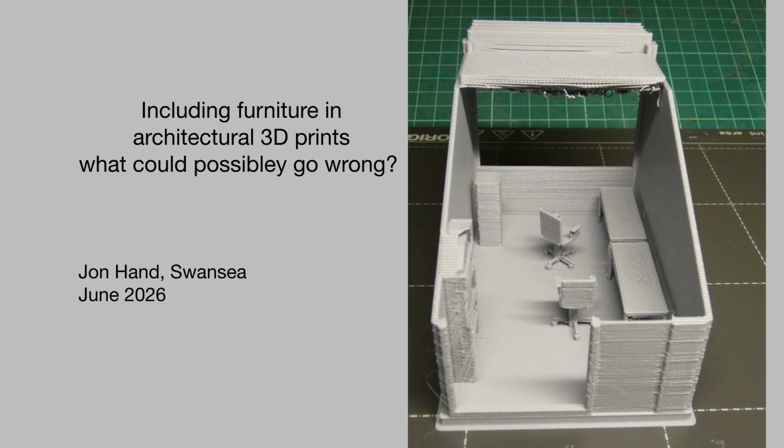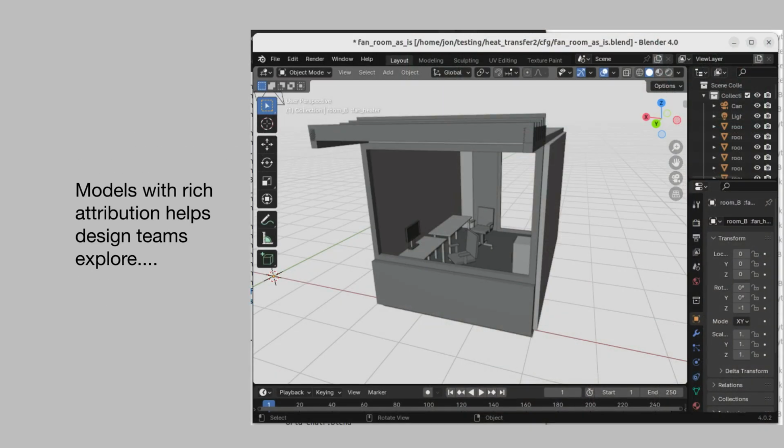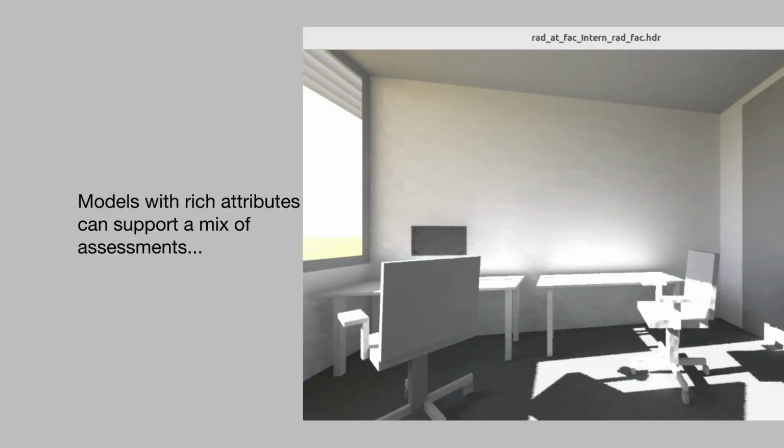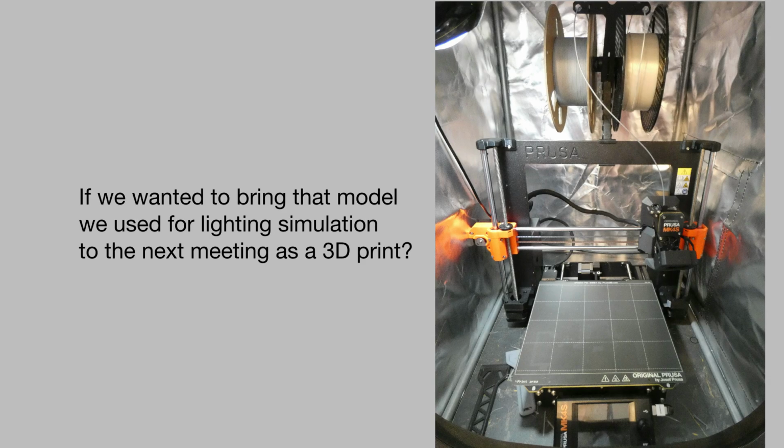Including furniture in 3D architectural prints? What could possibly go wrong? Design teams often create complex numerical models with the kind of rich attribution needed to address multiple design questions. And the renderings and reports which result are a key input to decision making. But what if we wanted to bring some 3D prints of our proposed design changes to a meeting?